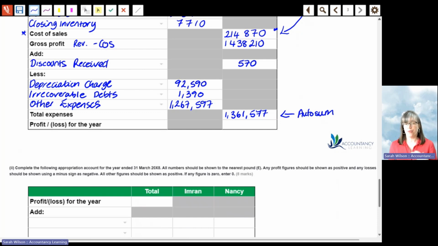So now we need to work out whether we've made a profit or a loss for the year. And remember, if it's a loss, we're going to show it as a negative figure. So we would now take our gross profit figure and take off the total expenses here, which would give you £77,203. If you look, our gross profit is higher than our total expenses. So therefore, we've got a profit for the year. So we leave it as positive.